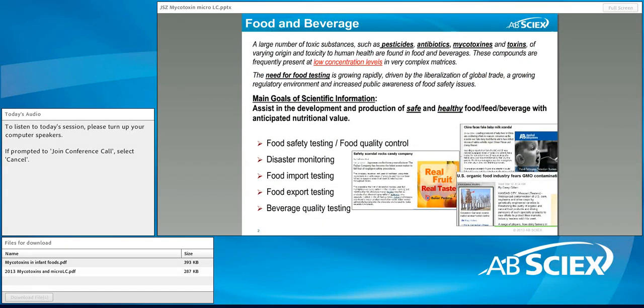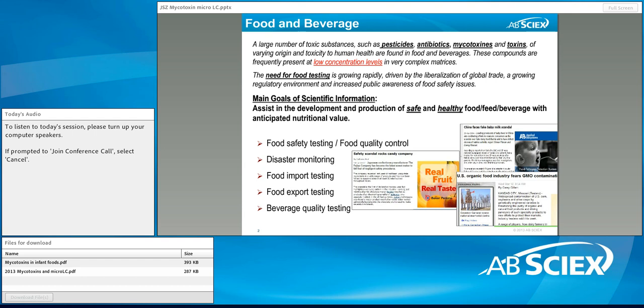We all know a large number of toxic substances, for example, pesticides, antibiotics, mycotoxins, and all other toxins are found in food and beverages. And in most cases, those compounds are present at very low concentration levels, at the same time in very complex matrices. That means, on one side, the need for food testing, and on the other side, the need for analytical methods is increasing rapidly.